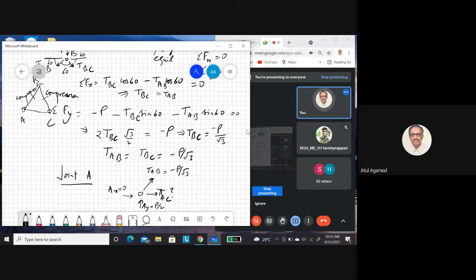So what is your sigma Fx? AX is 0. AY is a vertical force. AC is a horizontal force because bar AC is horizontal, so you directly get TAC acting in the positive x direction. Then TAB has a component in the x direction, so TAB cos 60, pointing in the positive x direction, so plus. So these are all the forces in the x direction, and this sum has to be 0.